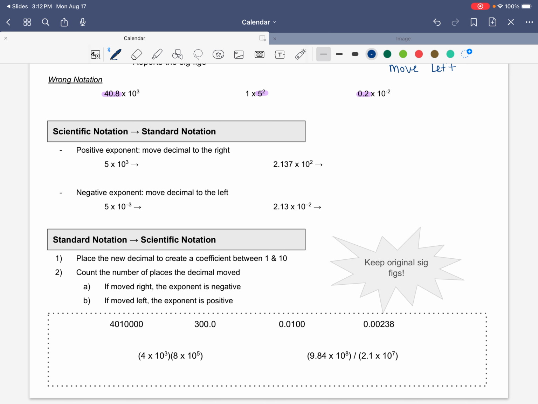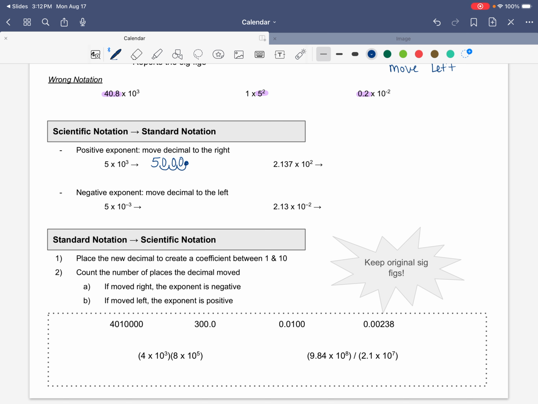So for this one, we're going to move our decimal 3 places to the right. If my decimal is here, I'm going to move it 1, 2, 3. So here's my new decimal, which means that for each of these loops we need placeholder zeros in order to change the number into 5,000.